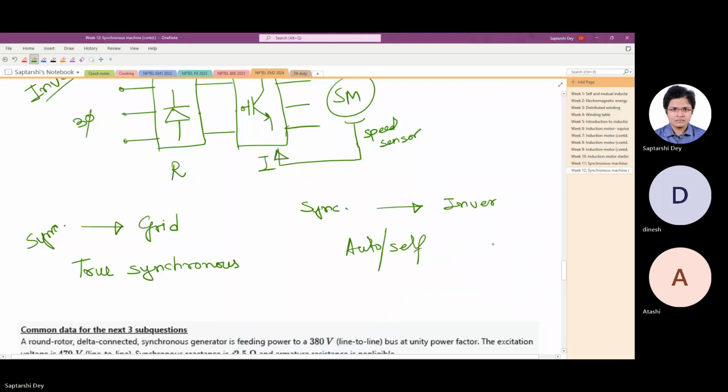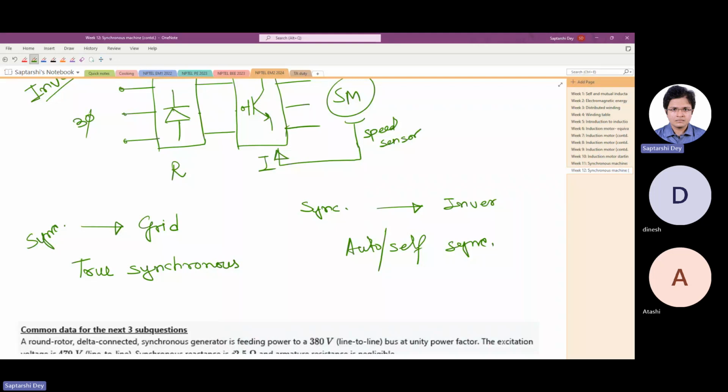Now, for the true synchronous, you can understand that suppose something happens, say sudden heavy load or something, and suppose the speed drops to half or something, a sudden change of speed, the machine may instantly fall out of step. It may instantly stop. It may not be able to follow the stator field again. Maybe you have to start it once again.